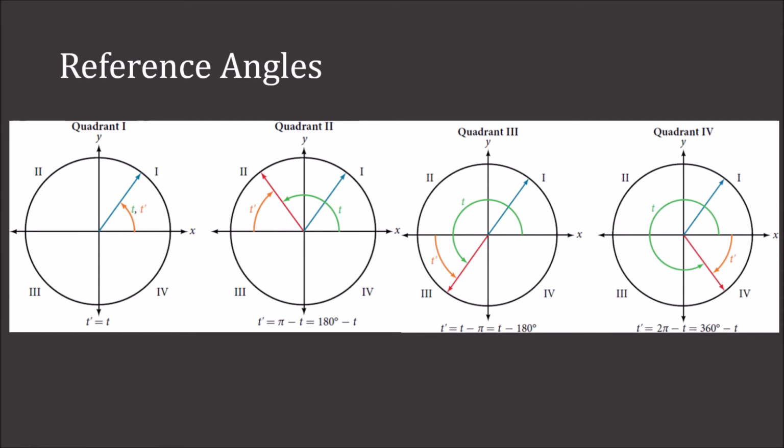If our angle is in quadrant 2, then our reference angle is measured from the negative x-axis in a clockwise direction. And we'll find, if we look, this entire line has to be 180 degrees. So our reference angle would have to be 180 degrees minus our original angle. If our angle is a third quadrant angle, our reference angle is measured from the negative x-axis in a counterclockwise direction.